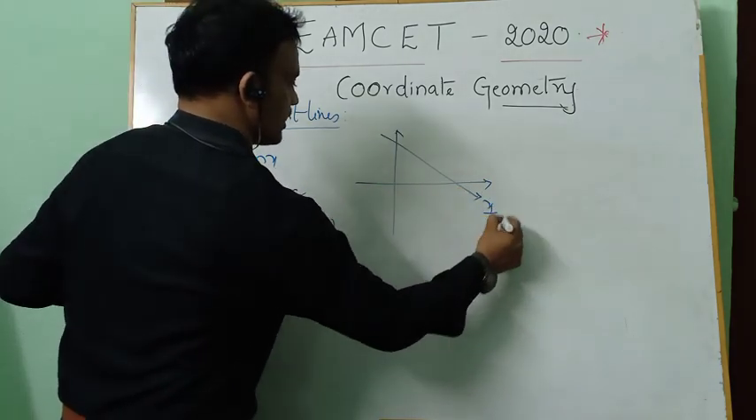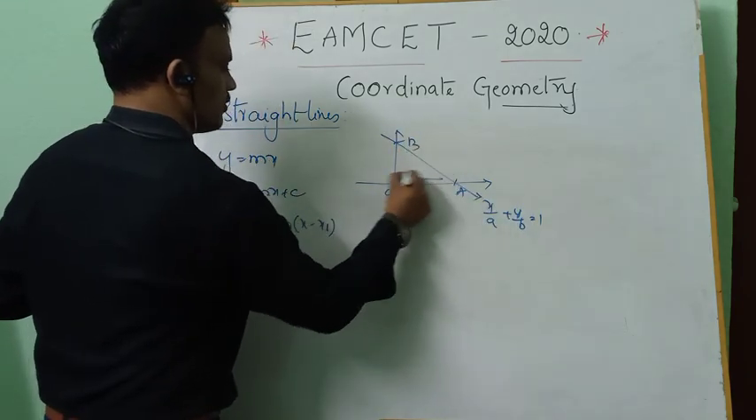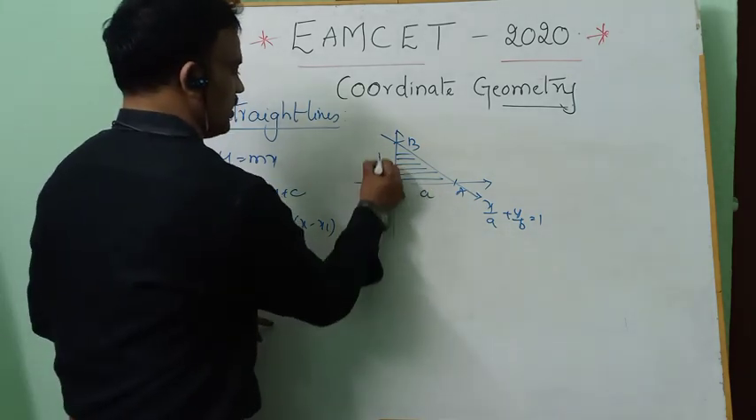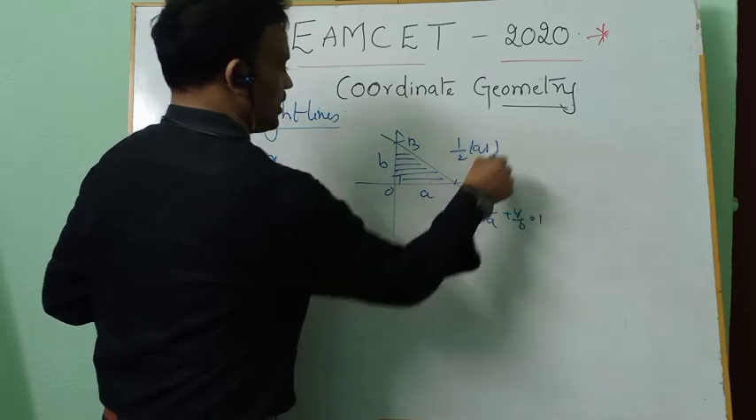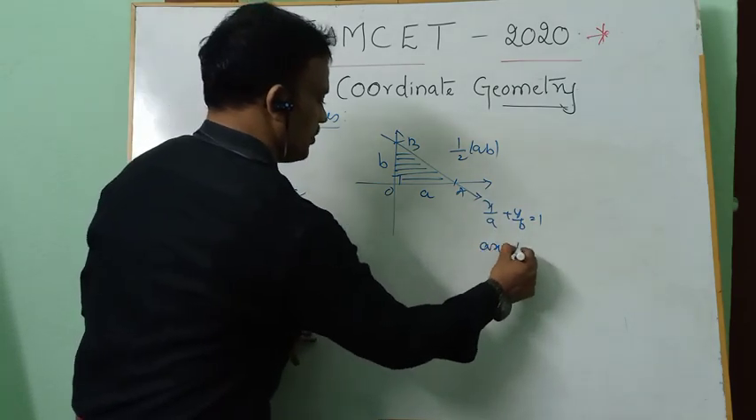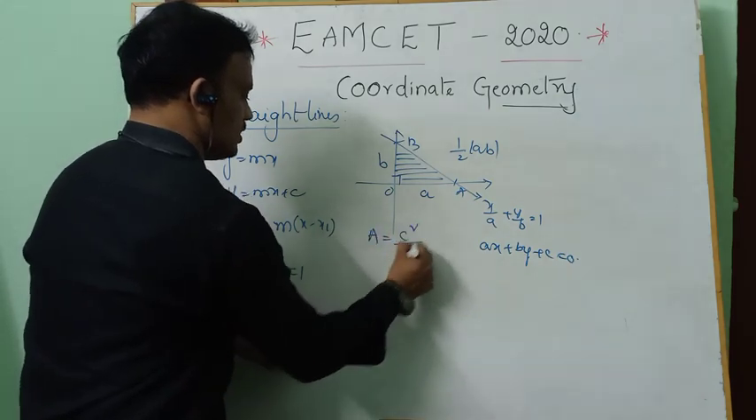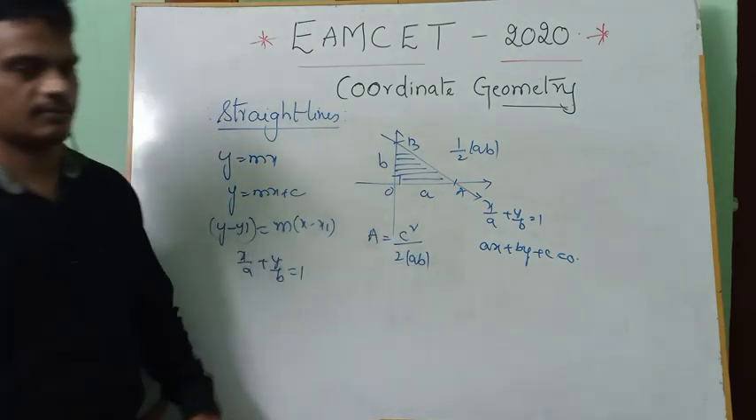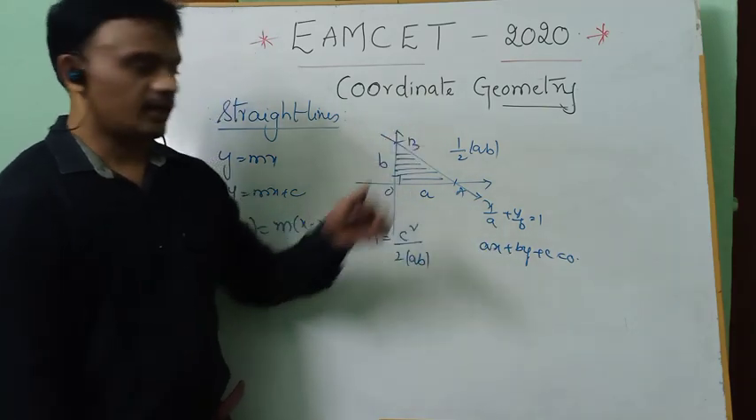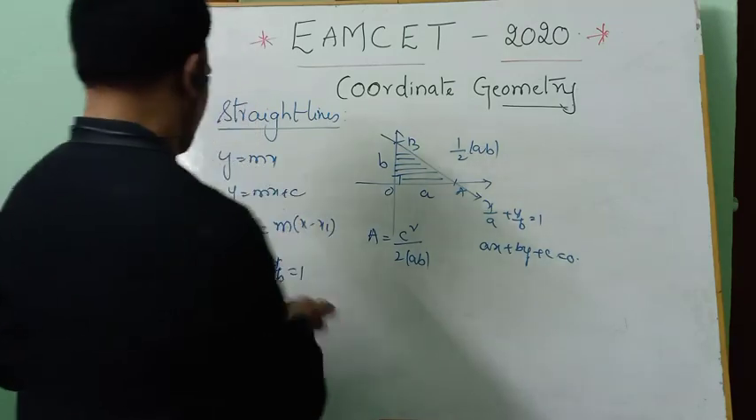So this is the line x by a plus y by b equals 1, which forms a triangle with the origin. What is the area of the triangle? When the equation is in this form, x by a plus y by b equals 1, with x intercept a and y intercept b, the area is half the modulus of ab. And when the equation is in our standard form ax plus by plus c equals 0, then the area is c square by 2 modulus of ab. Of course, after finding the x intercept and y intercept from this equation, it is half into base into height.